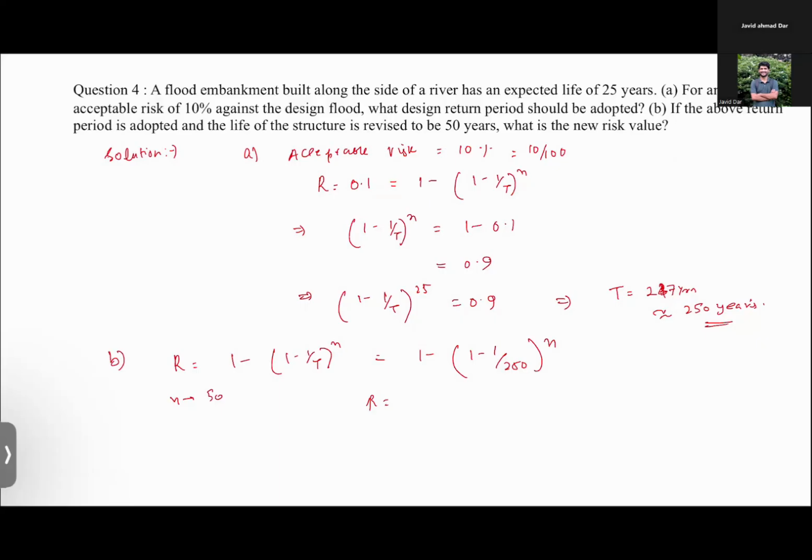So the risk becomes 1 minus (1 minus 1/250) raised to the power 50. If you solve this, the value comes out to be 0.18. So the risk is roughly 18% now, which earlier was only 10%. So as you increase the life of a structure, the risk associated with it will increase for the same return period. You are not changing the return period, you are only increasing the life of the structure, or designing for a longer time period.